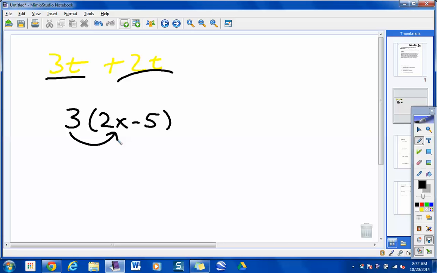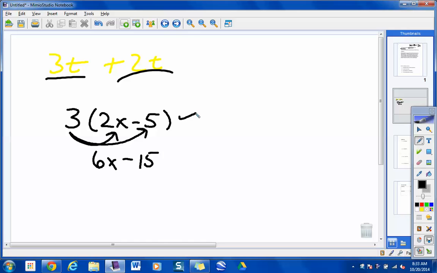3 times 2x. I know it's Monday. Here we go, though. 6x. And then how about the 3 times the minus 5 here when I distribute that? So minus 15. So an equivalent expression to this mess up here with parentheses would be 6x minus 15 without parentheses, right?